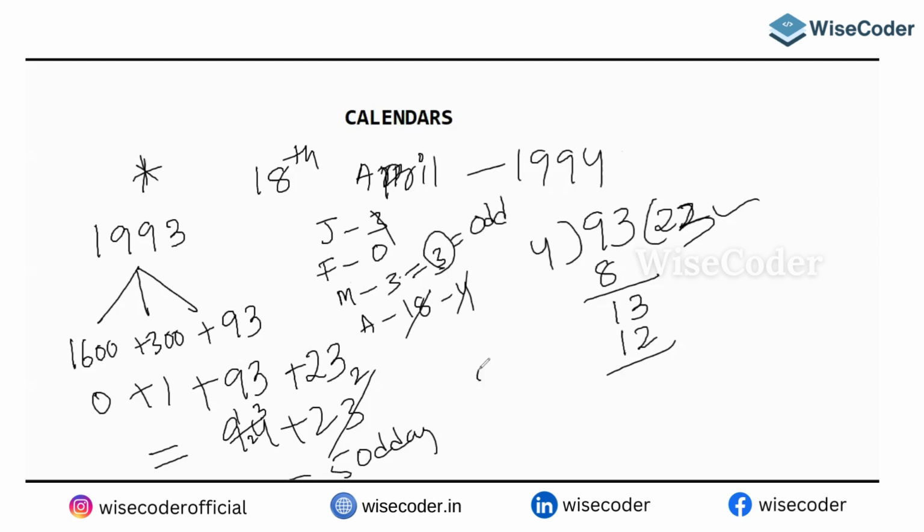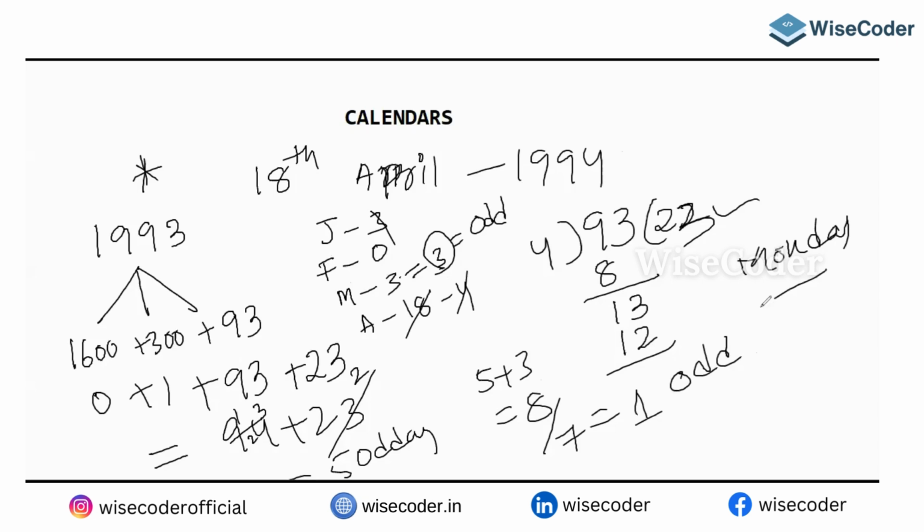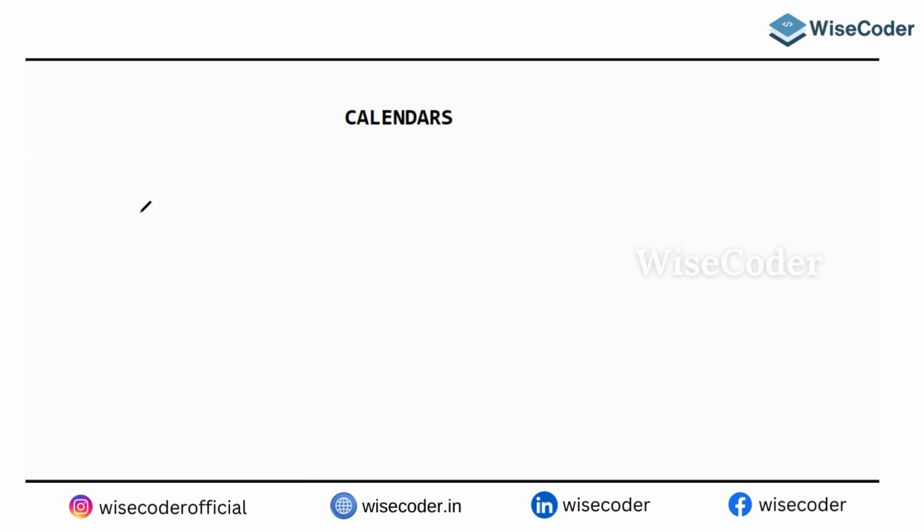Here you got 5 odd days. So 5 plus 3 is what? 8. If you divide with 7, you will get what? 1. 1 odd day means what, guys? Monday. Okay, you can take your date of birth and you can solve it.